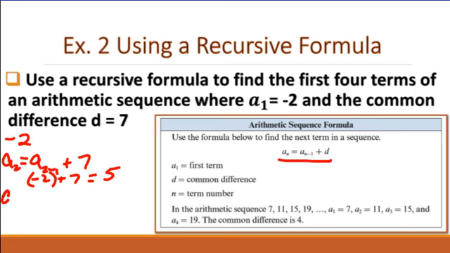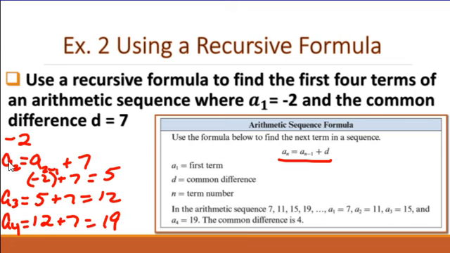And then to find the third term, I would take my previous term, which is 5, and then add 7 to it, which will give me 12. And the reason why I put the 5 there is because if I put the subscript 3, it'd be 3 minus 1, which is 2, which means our second term, which was 5. And then the fourth term, I can take my third term, 12, add 7, and I get 19. So my sequence would be negative 2, 5, 12, and 19.